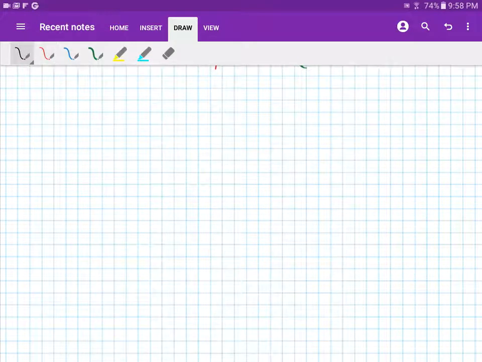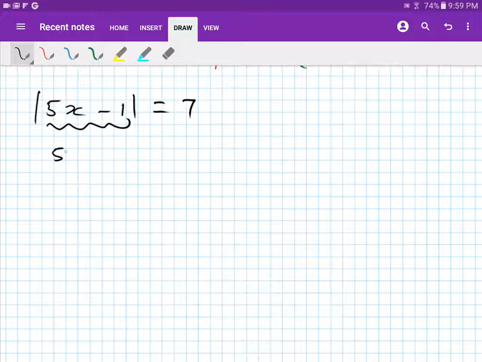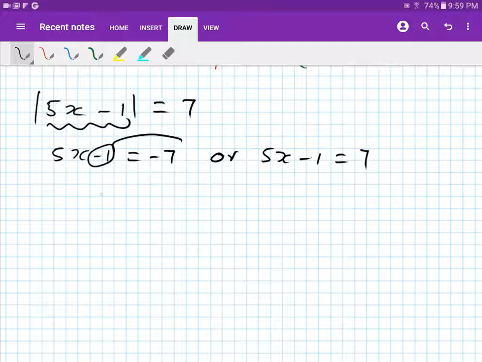Let's make it, let's say, 5x minus 1 absolute value is equal to, let's say, 7. Same process. So this side here, 5x minus 1, is either equal to negative 7 or 5x minus 1 is equal to 7, right? I move this to the other side. So 5x is equal to minus 7 plus 1, which is minus 6, and then divide by 5. So therefore x is equal to what? Negative what?